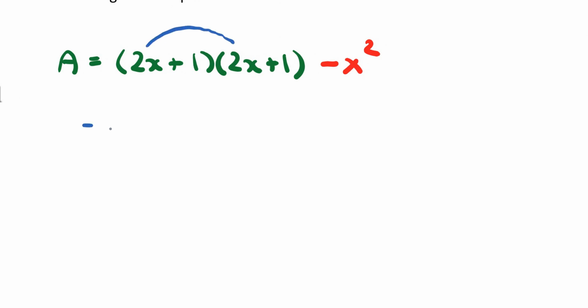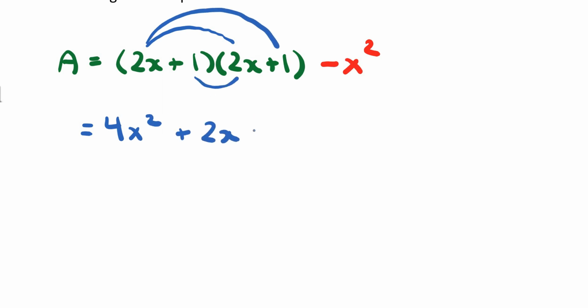So 2x times 2x is going to be 4x squared, and then 2x times 1 is going to be plus 2x, and then 1 times 2x will be plus 2x, and 1 times 1 will be plus 1, and then we subtract our x squared. Okay, and then from here on, we just need to simplify by collecting like terms.